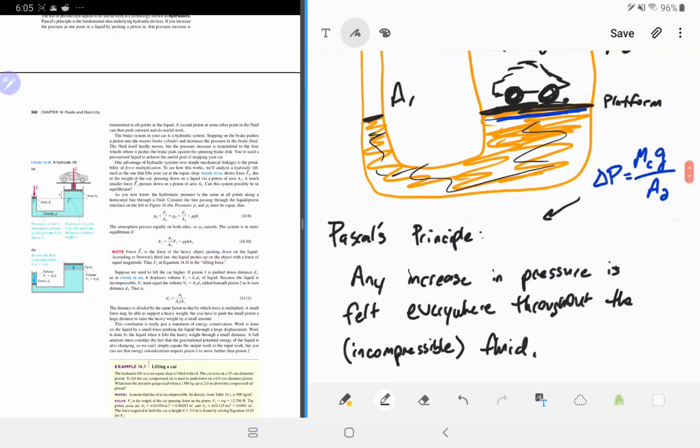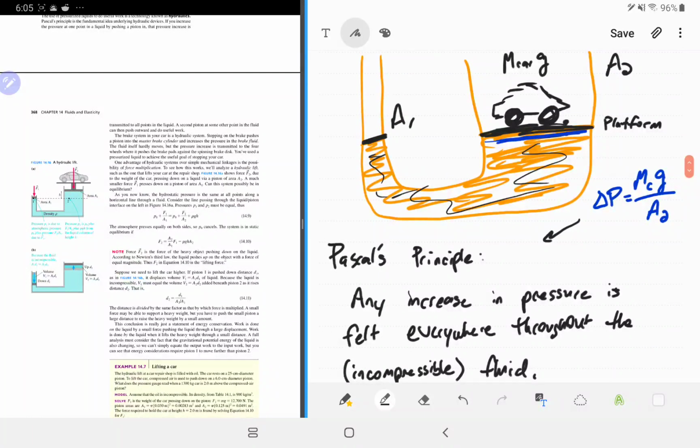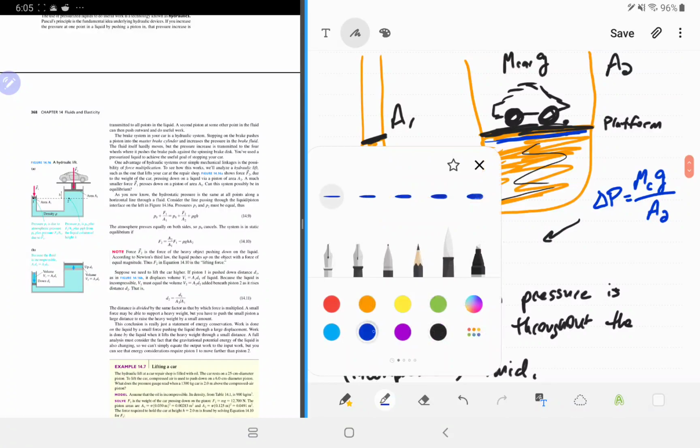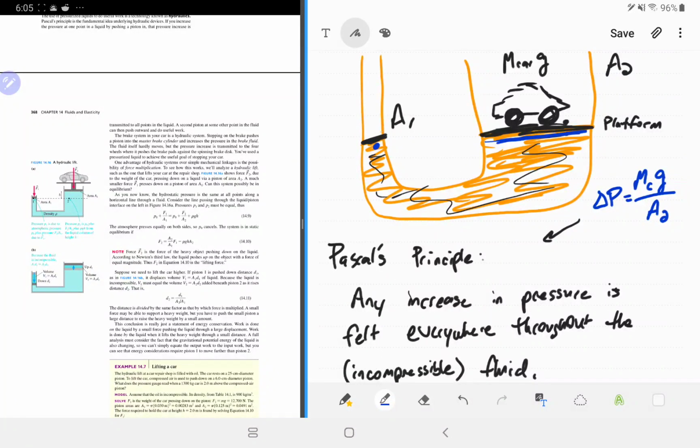Okay, so what that means, if I focus on this platform right here, is that the pressure just underneath this platform, so this point right here, is at a higher pressure now relative to this point. So maybe I should label these. This will be P0 and P1. Now pressure P1 is greater by this amount, m_c g over A2, relative to P0. And so pushing on this platform right here, we'll call it the small platform, it'll be pushed upwards.